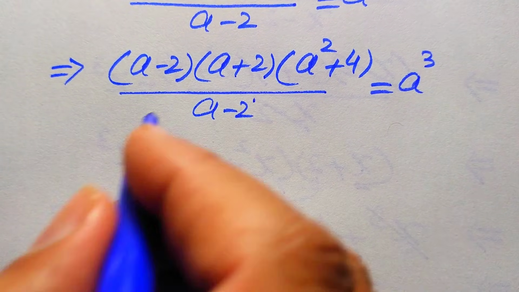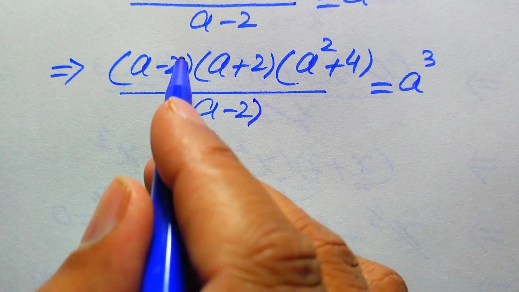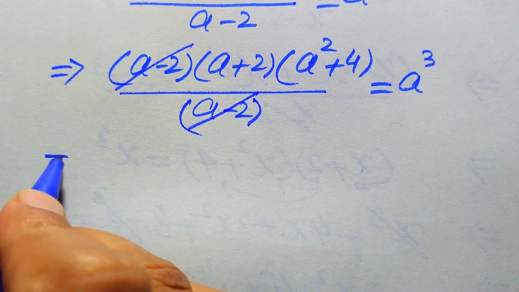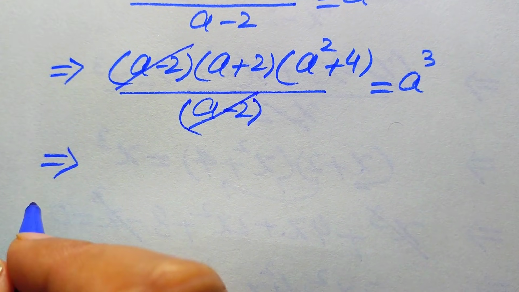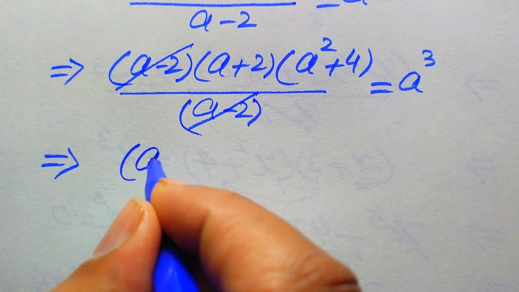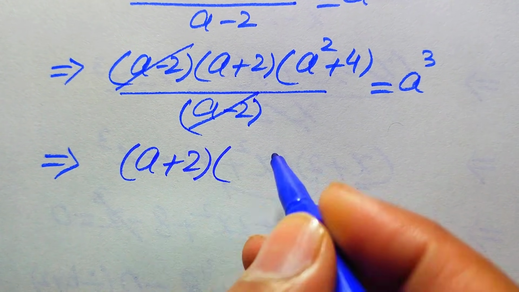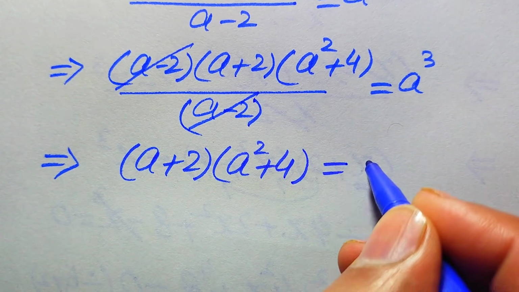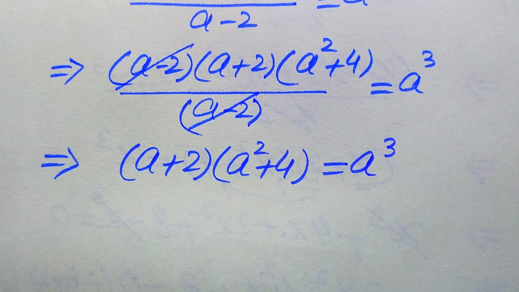And now in the next step we need more simplification. This a minus 2 and this a minus 2 are cancelled out by each other. After cancellation of these two factors, the remaining values are (a plus 2) times (a square plus 4) is equal to a cubed.